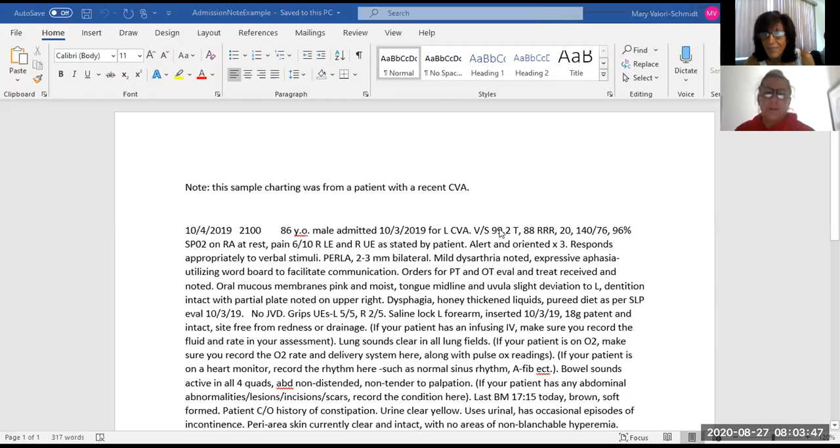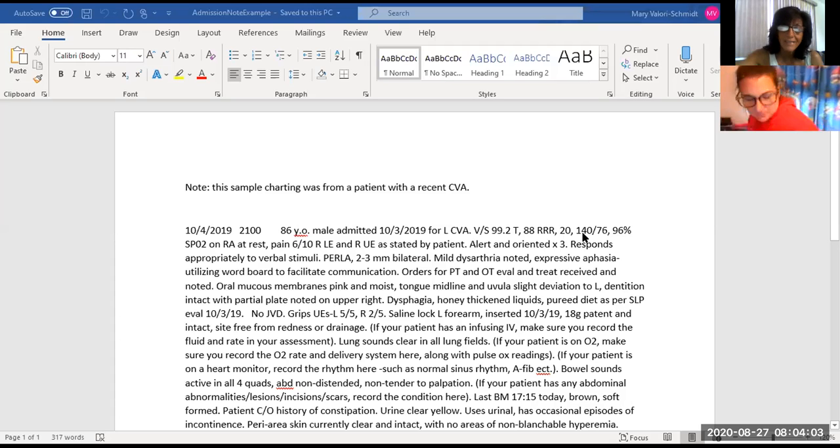Vital signs: I give temperature, heart rate, and when you see RRR after the number, that means regular rate and rhythm. Respirations 20. Blood pressure 140/76.